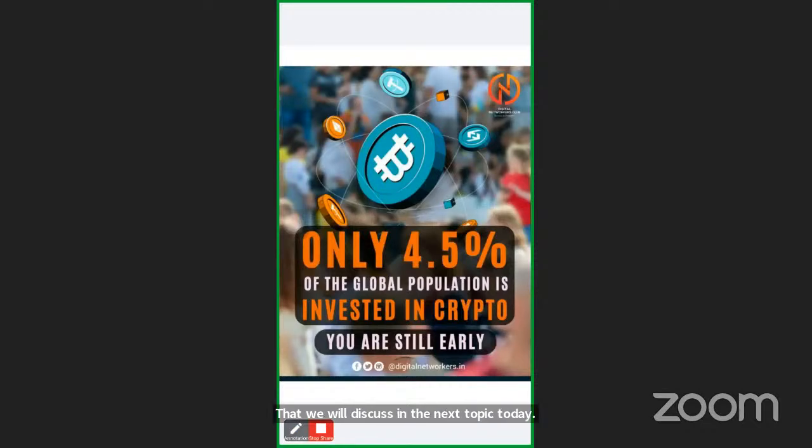So only 4.5% of the global population is invested into crypto. That is very early stage. Still less than 5% of the world population is invested into crypto. And Bitcoin has given more than 6 million% return in the previous 14 years, when only 5% or less of the world population is invested. You can imagine what will happen when almost 50% of the world population start to invest into Bitcoin or crypto. What could have happened?